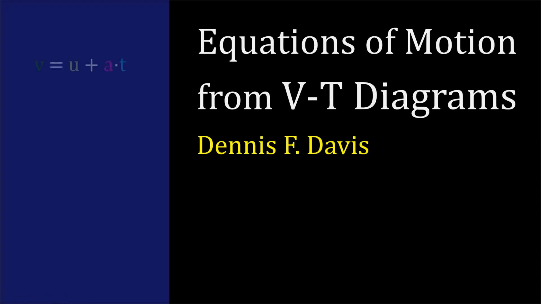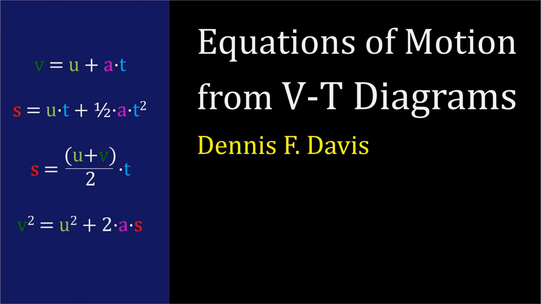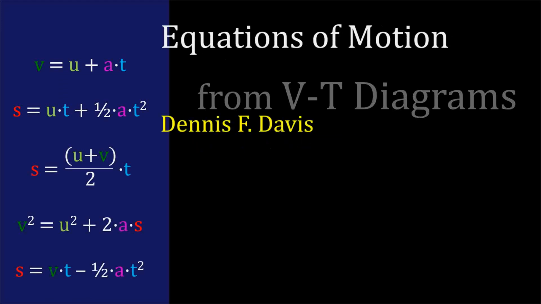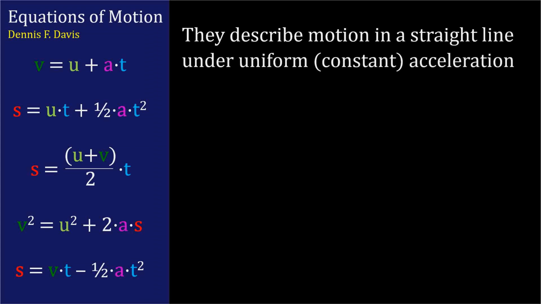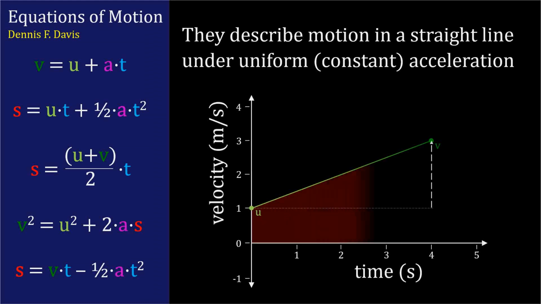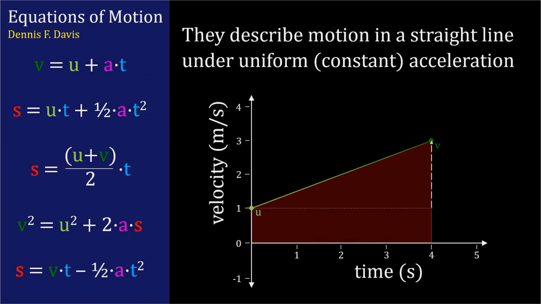These are the 5 basic equations of motion that physics and engineering students will find in their textbooks. They describe motion in a straight line under uniform, constant acceleration. They can all be derived from a simple diagram that I'll explain fully.